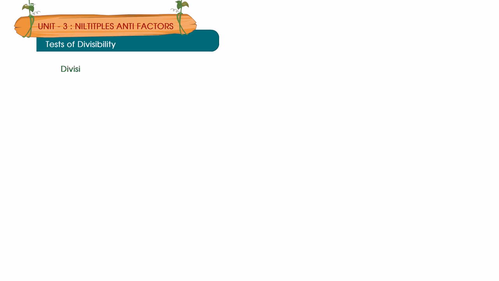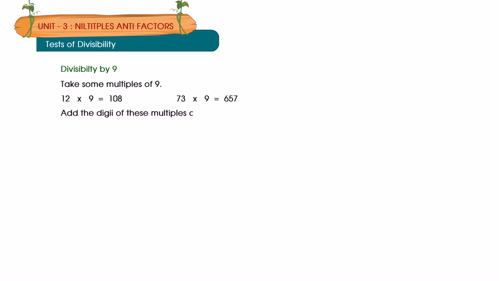Divisibility by 9. Take some multiples of 9. 12 into 9 is equal to 108. 73 into 9 is equal to 657. Add the digits of these multiples of 9. 108: 1 plus 0 plus 8 is equal to 9, a multiple of 9. 657: 6 plus 5 plus 7 is equal to 18, a multiple of 9.